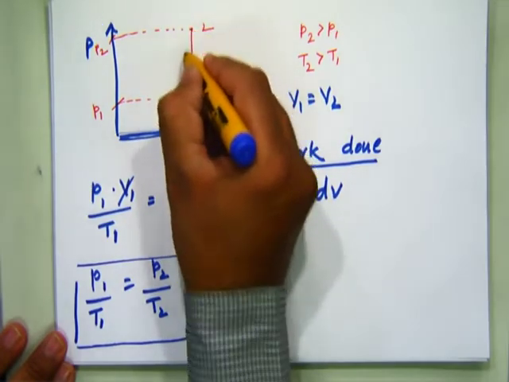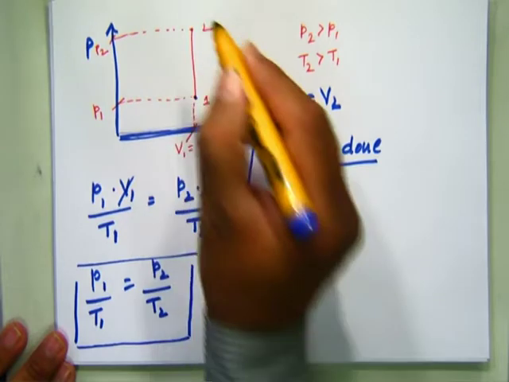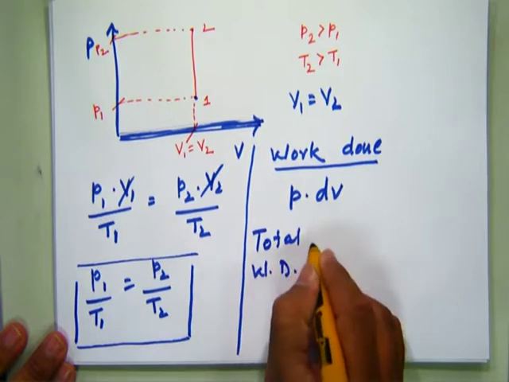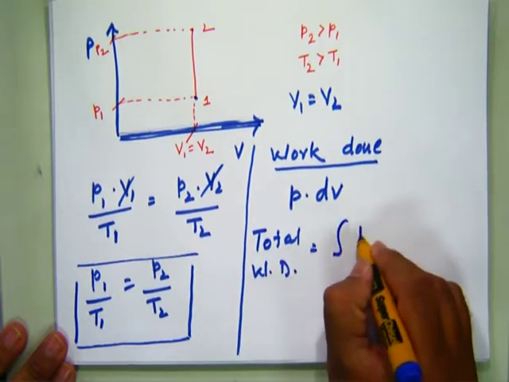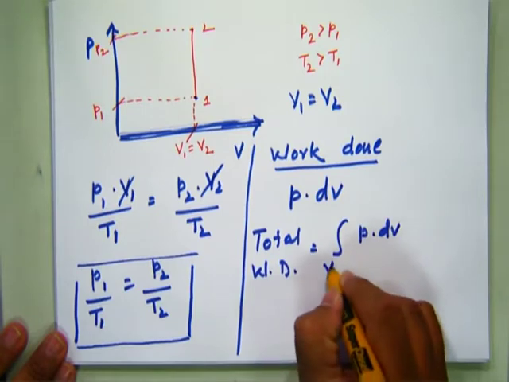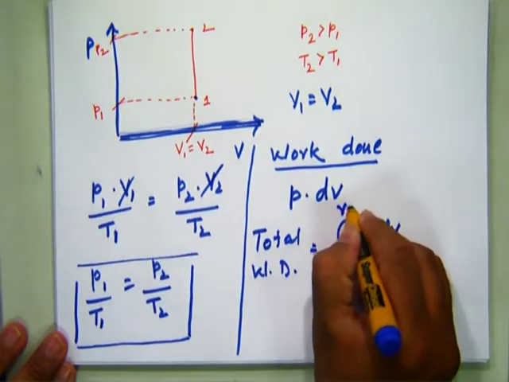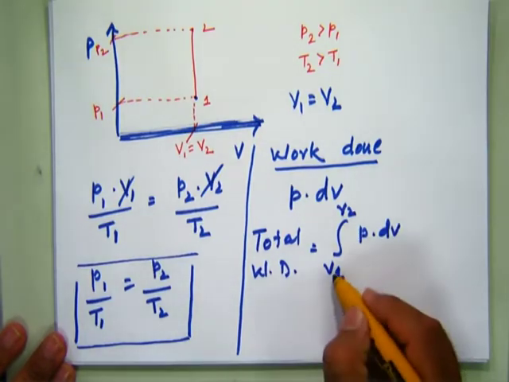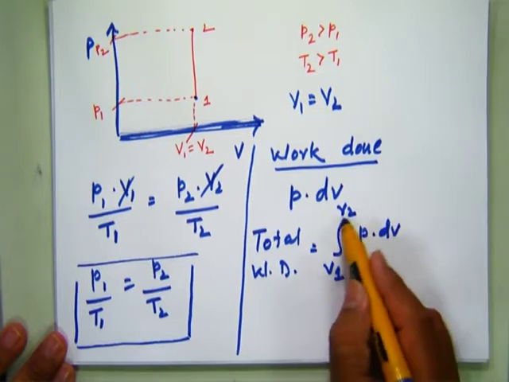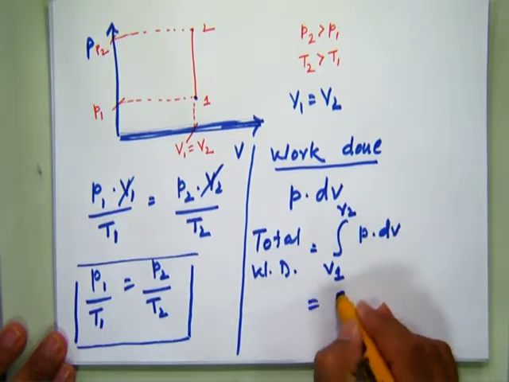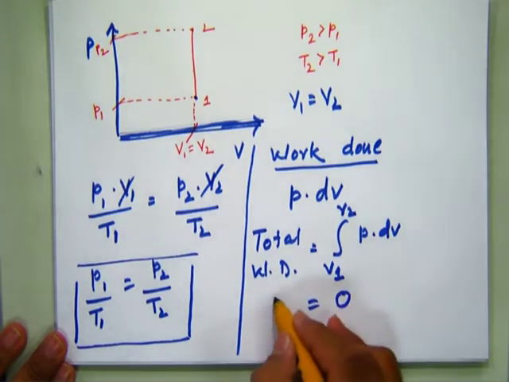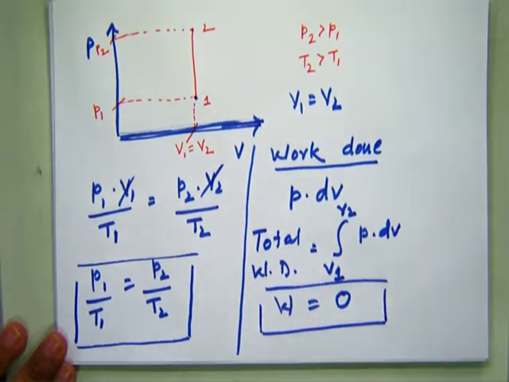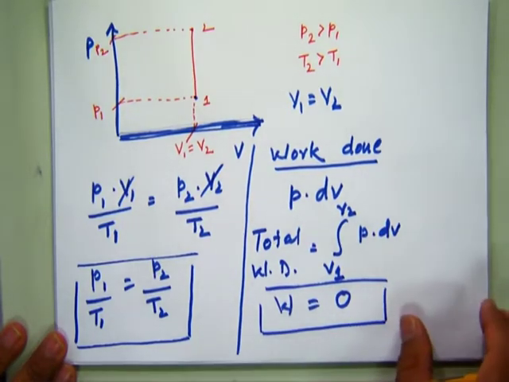When there is the entire process from point 1 to point 2, the total work done you can write as the integral of P dV running from V1 to V2. But the volume remains constant. This gives you 0. So the work done during the process remains 0.